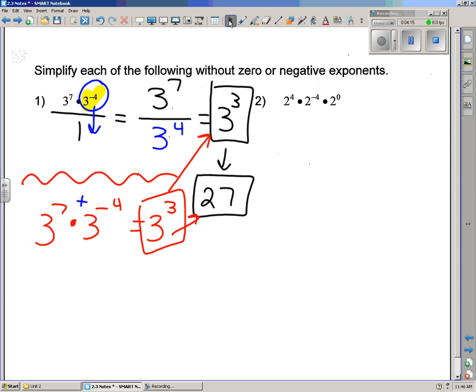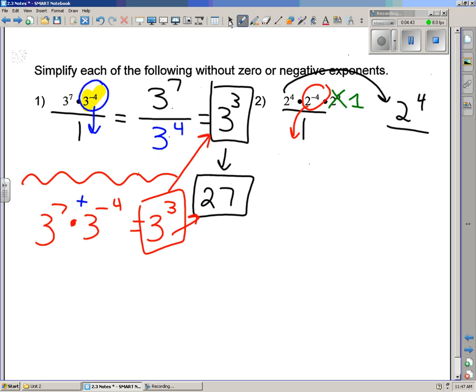On the second example, I've got 2 to the 4th, 2 to the negative 4th, and 2 to the 0. Well, anything to the 0 power is just 1 whole. And if I do this the way I did the first one, I would then put this over a 1, and I'd realize that I have a negative exponent here. I'm going to flip that thing down to the bottom. I'm going to out the negative. This top 2 to the 4th comes over as is.